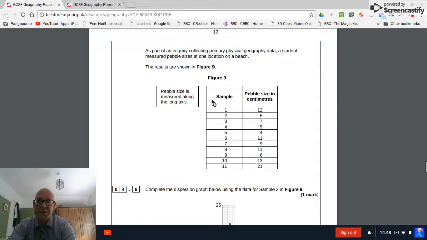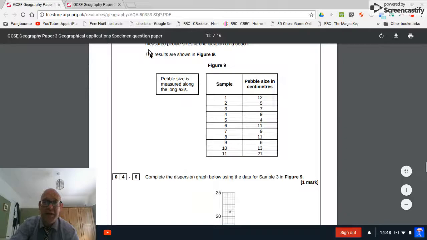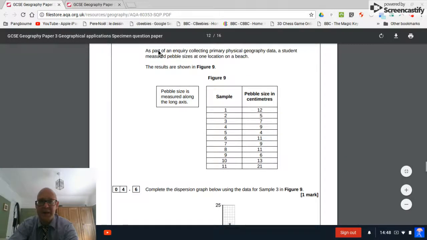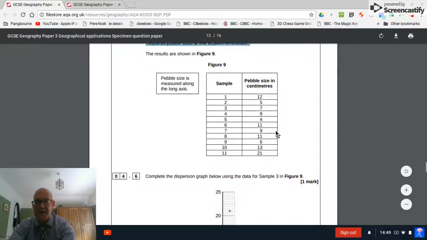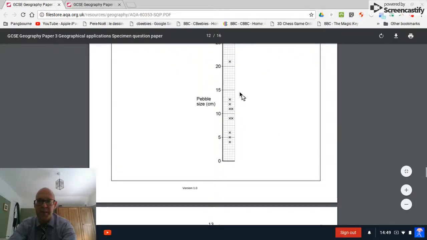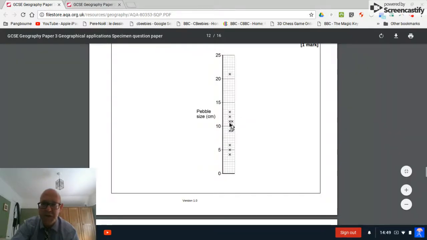And then we get into a question on data. So as part of an inquiry collecting physical data, a student measured pebble sizes on a beach. Excellent. 11 sites, 11 sizes, and guess what they did? They created a dispersion graph where each pebble has been given a cross, and where 2 pebbles were the same size, one goes next to it.